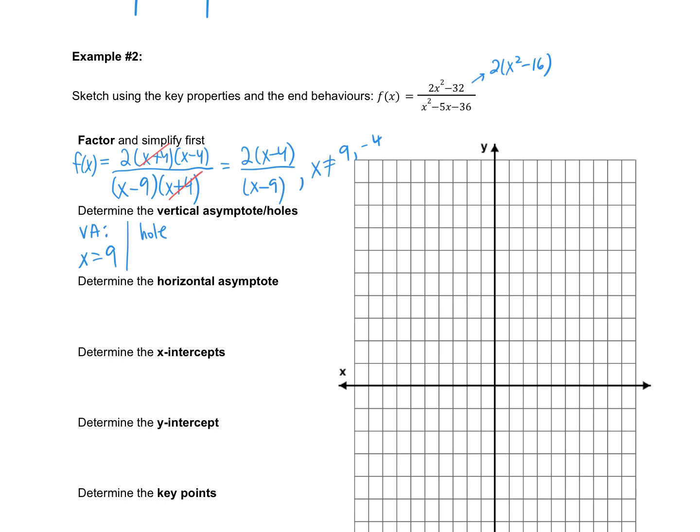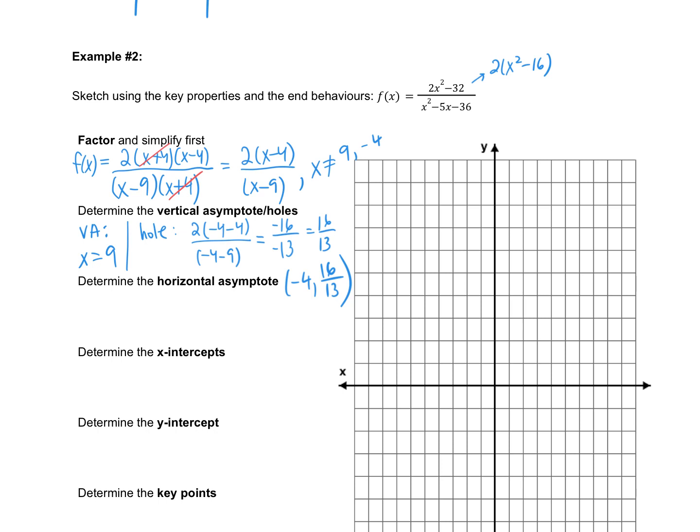To find the y coordinate, we're going to replace x with negative 4 in the simplified function. So that's going to be 2 times negative 4 minus 4 over negative 4 minus 9. That's going to be 2 times negative 8, negative 16. And then negative 4 minus 9 is negative 13. That's 16 over 13. So our coordinate, x was negative 4, y is 16 over 13.